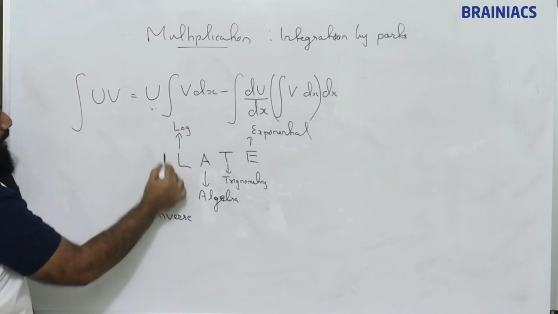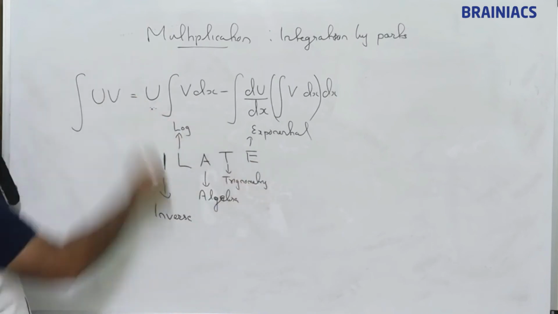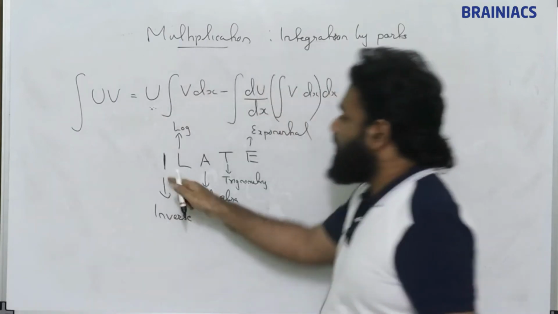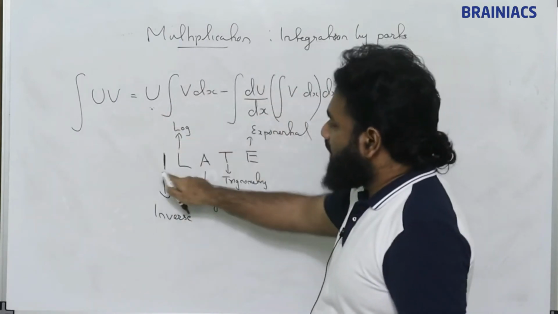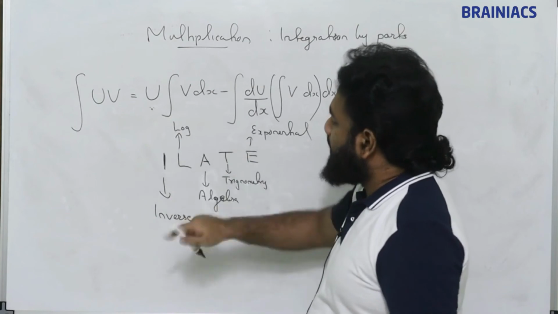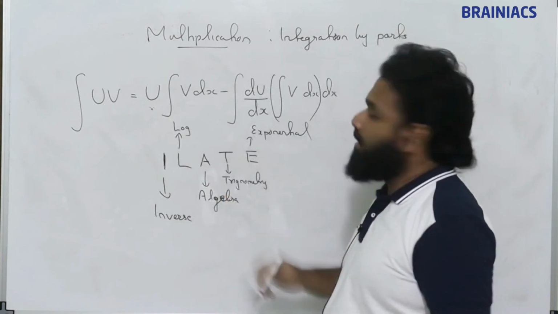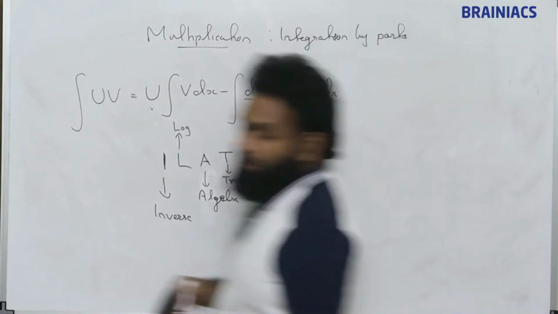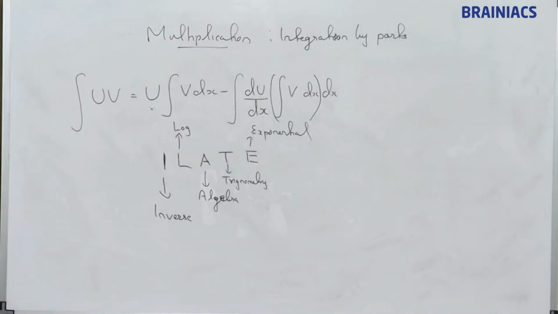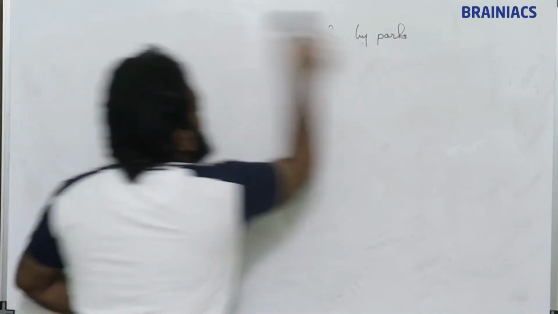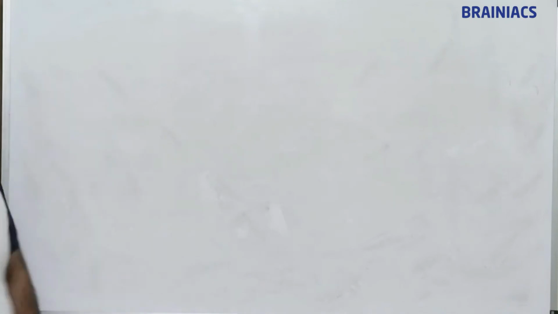In this order we should give u. If inverse is there, that must be u. If inverse and log are there, u must be the inverse. If log and algebra are there, u must be log and v must be algebra. Likewise, we can give preference. Note it down. We will do some examples of this.